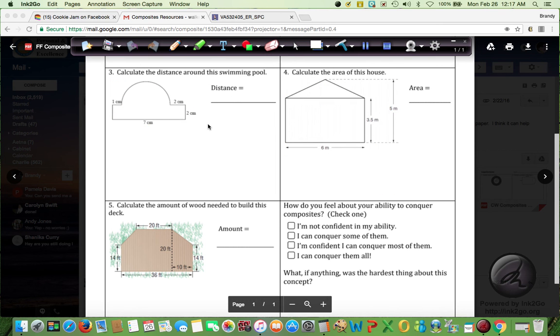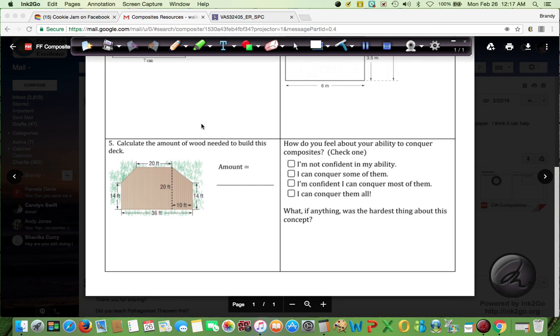All right, the last one, number 5. Calculate the amount of wood needed to build this deck. This is what we in the teaching world call a practical problem or a real life problem. People really build decks and they need to know the area to know how much wood. Okay? So the first thing we need to do is figure out the shapes we see.